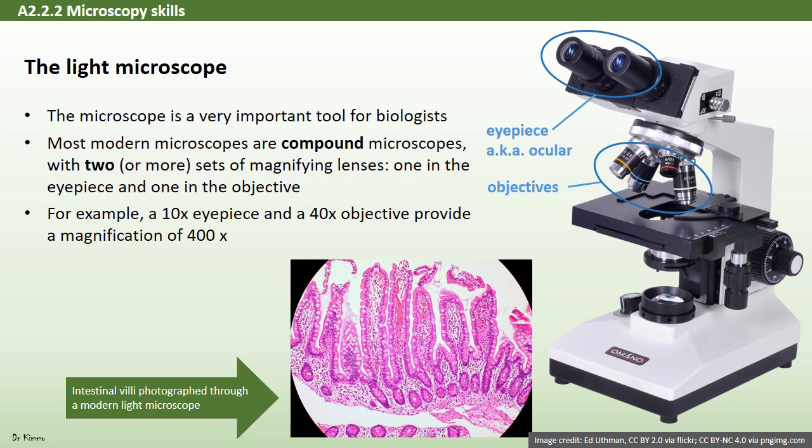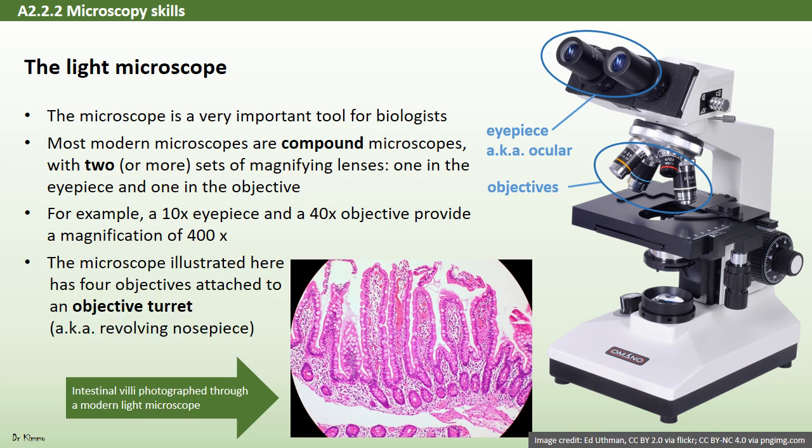For example, if you have a 10x eyepiece, that's an eyepiece that has a 10 times magnification, and you have a 40x objective, then you have a magnification of 400x. 10 times 40 is 400. The microscope illustrated here has 4 objectives attached to an objective turret, also known as a revolving nosepiece.